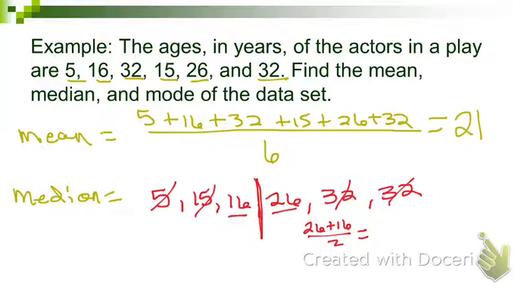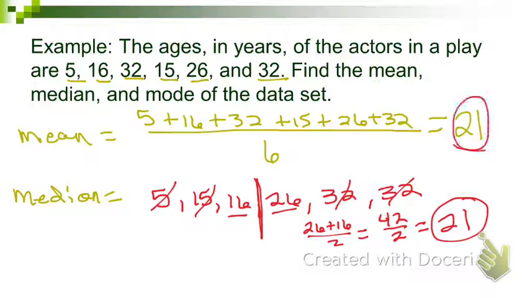So 26 plus 16 is 42 divided by 2. So your median would be 21 again.